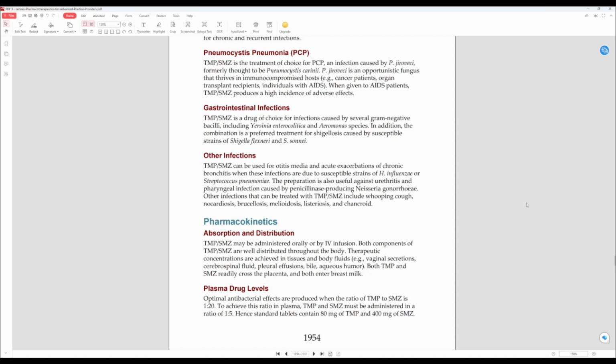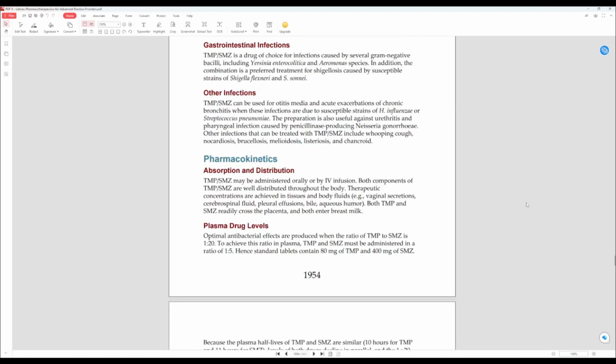Other infections. TMP-SMZ can be used for otitis media and acute exacerbations of chronic bronchitis when these infections are due to susceptible strains of H. influenzae or Streptococcus pneumoniae. The preparation is also useful against urethritis and pharyngeal infections caused by penicillinase-producing Neisseria gonorrhoeae. Other infections that can be treated with TMP-SMZ include whooping cough, nocardiosis, brucellosis, melioidosis, listeriosis, and chancroid.